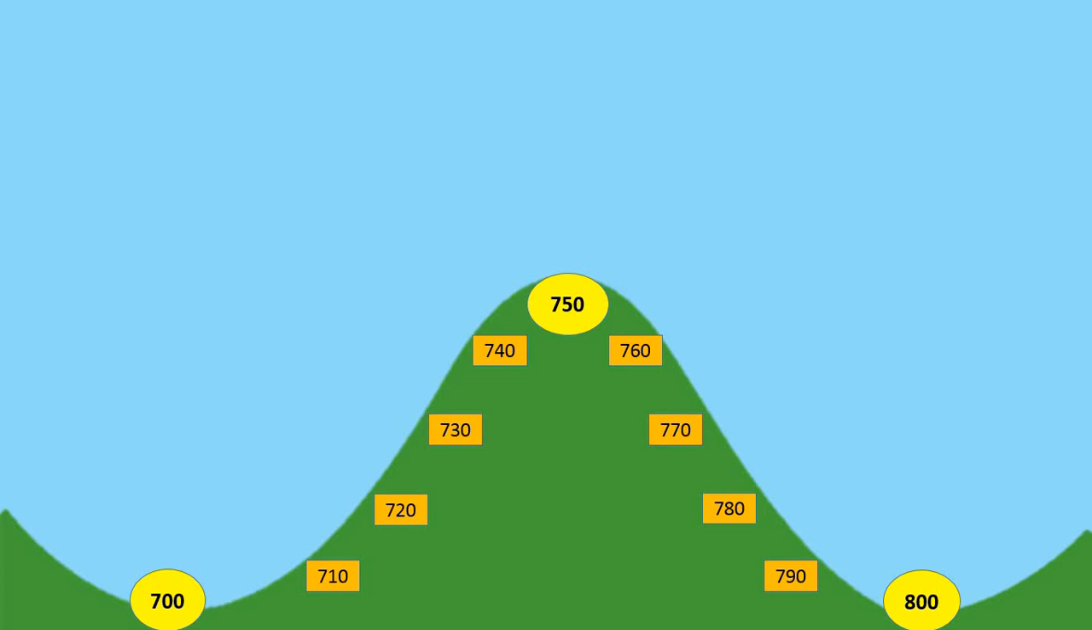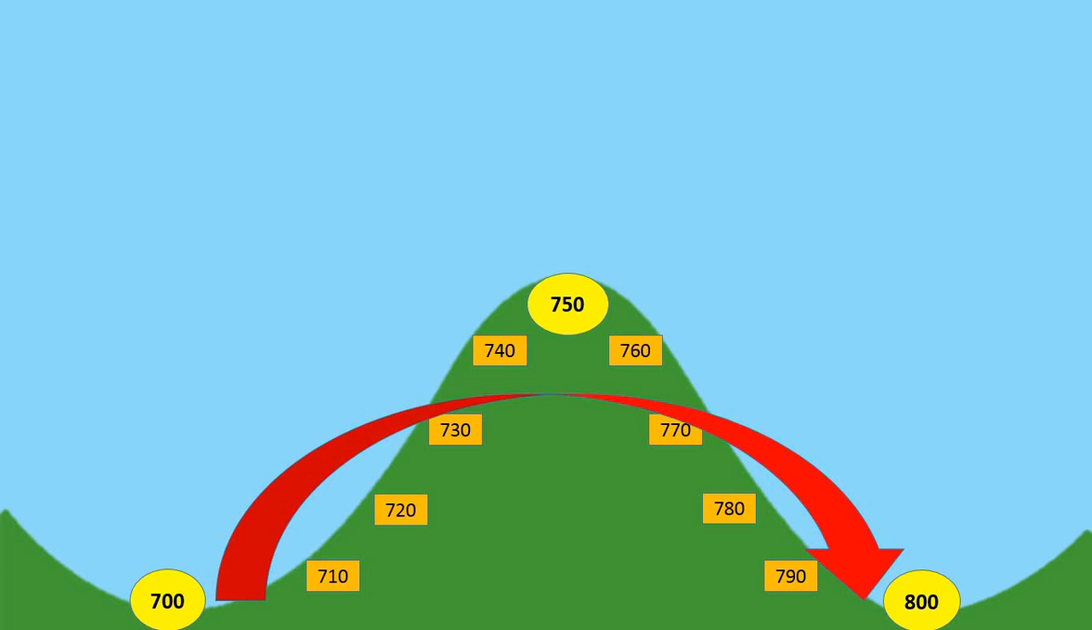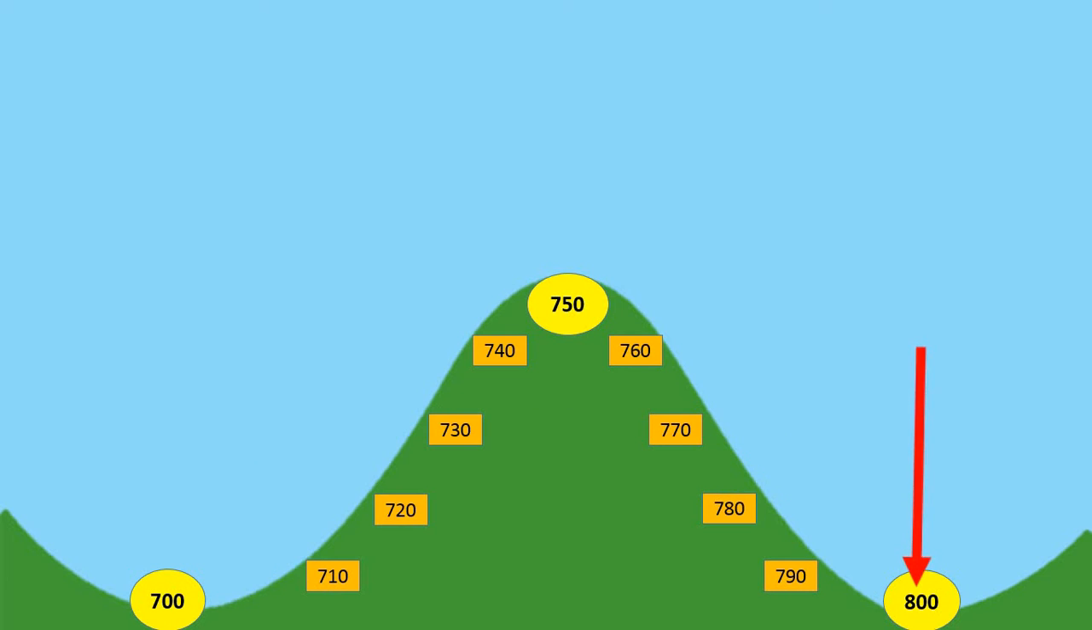So, we have written the smaller hundred, which is 700, in the valley on the left side, and the bigger hundred, which is 800, in the valley on the right. And the number 750, which falls exactly between 700 and 800, on the top of the hill. Now, our car has the number 734. So, it will be between 700 and 750.